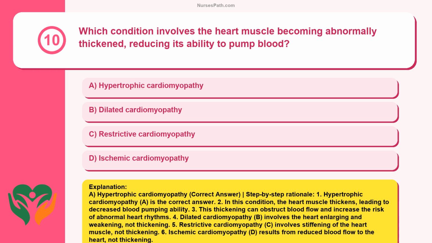4. Dilated cardiomyopathy, B, involves the heart enlarging and weakening, not thickening. 5. Restrictive cardiomyopathy, C, involves stiffening of the heart muscle, not thickening. 6. Ischemic cardiomyopathy, D, results from reduced blood flow to the heart, not thickening.